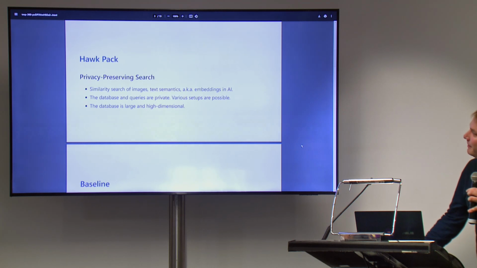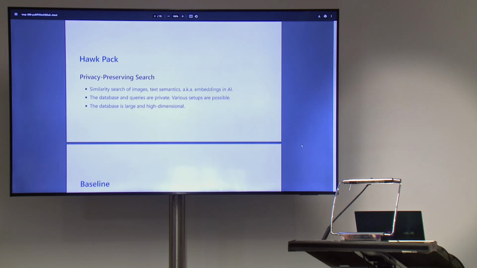So the problem statement is we want to do a similarity search, like look for similar images or documents. It's a very common problem in AI, known as embeddings. Basically, we have a vector of numbers, and we want to find the most similar one, or the top 10 most similar ones.